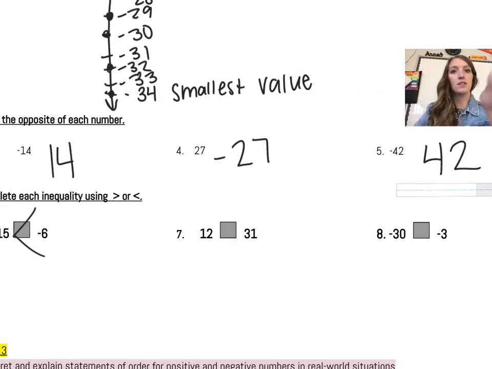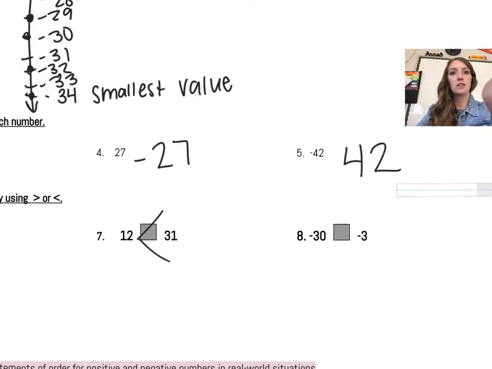Number 7. 12 is less than 31. And number 8. Negative 30 is less than negative 3. Negative 3 is closer to 0, which means it's more positive, and it's bigger than our negative 30. Okay, so all of these are less than.